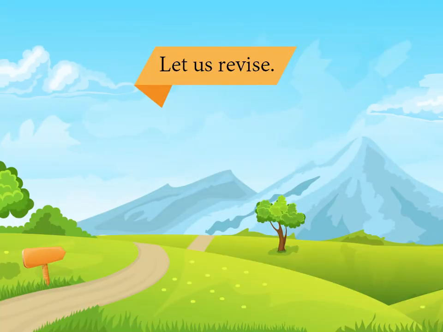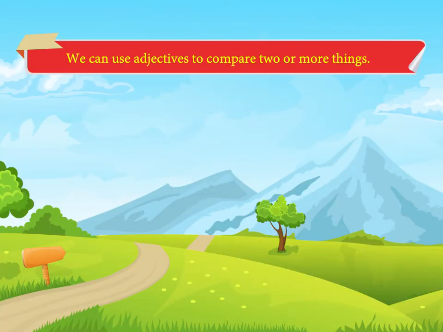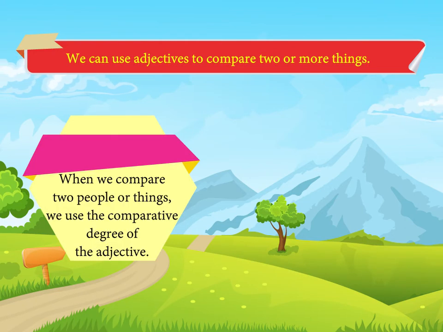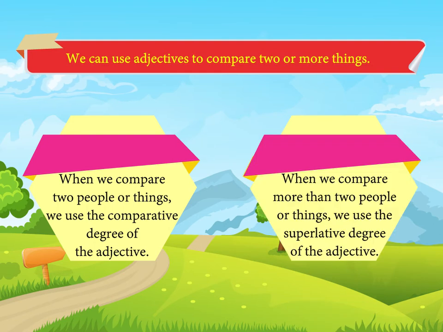Let us revise. We can use adjectives to compare two or more things. When we compare two people or things, we use the comparative degree of the adjective. When we compare more than two people or things, we use the superlative degree of the adjective.